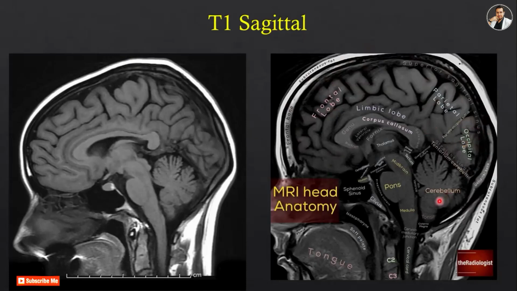The lower part of the brain is the cerebellum. This is the brainstem. The three parts of the brainstem are the midbrain, the pons, and the medulla.